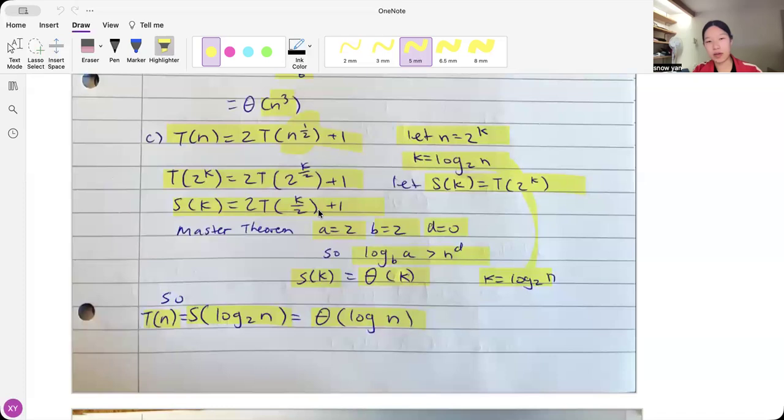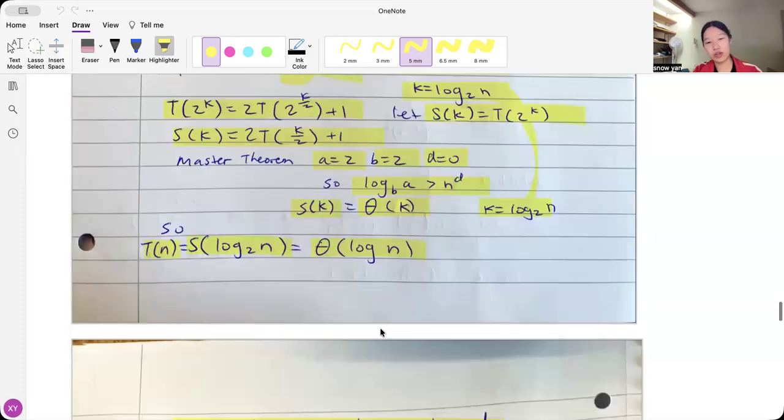So then we're left with a recurrence that looks like the master's form. We can apply the theorem with a = 2, b = 2, and d = 0. We see that log_b of a is greater than 0, so S(k) is equal to theta of k. We remember that k is equal to log base 2 of n. So when we plug it back, T(n) is equal to S(k), so it would be log base 2 of n. And that would be theta of log n, because we don't care about the base, so it's just log n in general.